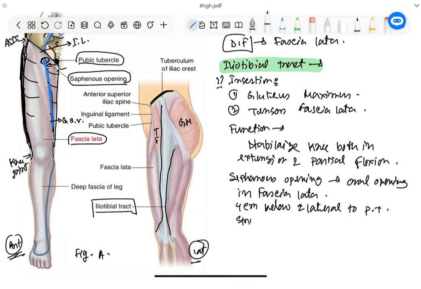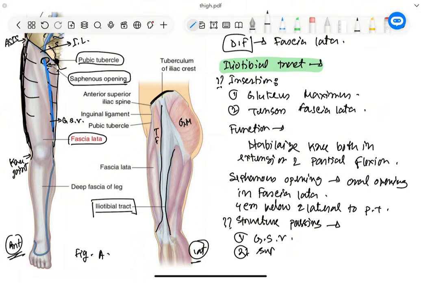Structures passing through this saphenous opening. This is a very important question. Number 1, as I already said, the great saphenous vein. Number 2, the superficial epigastric and superficial external pudendal vessels.